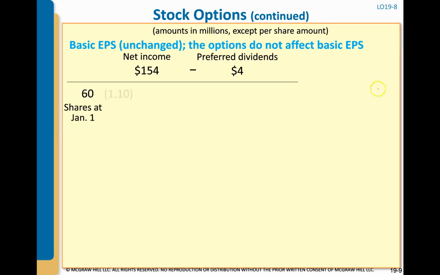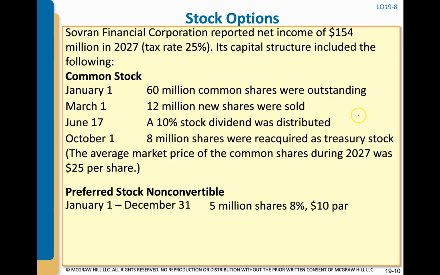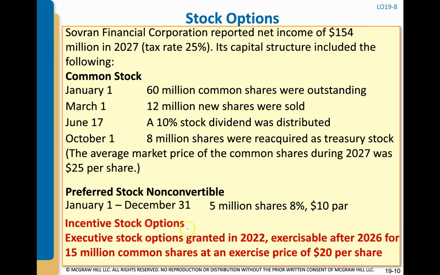So back when we calculated our basic earnings per share, our earnings for common shareholders were $150 million, and our denominator, the weighted average common shares outstanding, was 75 million. So our basic earnings per share is $2. That means that for every share a shareholder holds, they have $2 of earnings. That does not mean that's what they receive as a dividend. It's just the earnings. Now, let's take that same example, but with some stock options.